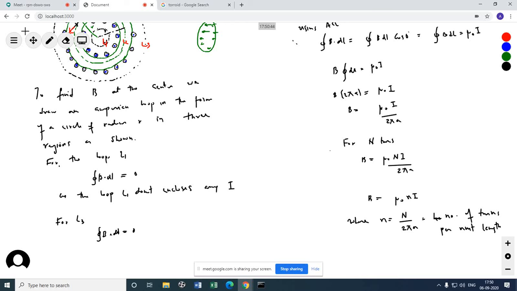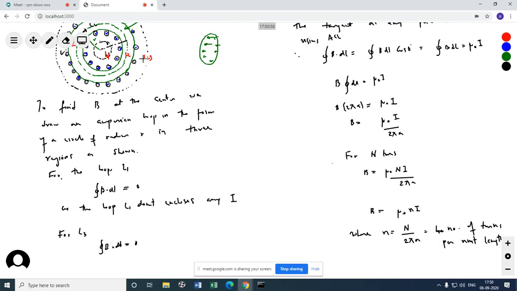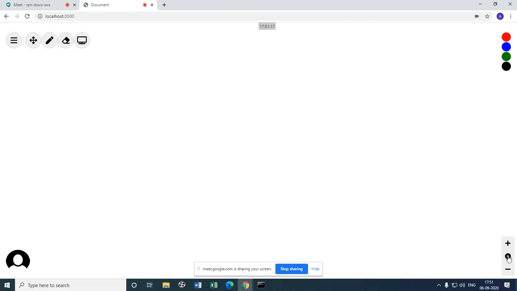So remember, in case of a solenoid it was N by L, and in this case it is what? Number of turns per unit length. Here also the same thing. In case of a solenoid it is N by L, but in this case it is N by 2 pi a. 2 pi a means perimeter, because it's a circle. Okay? Is it clear?